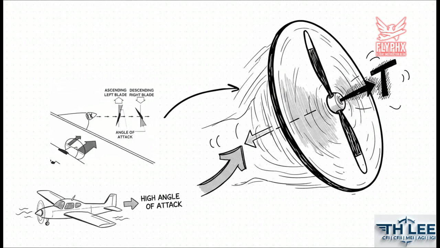It takes a massive, high-angle bite of air. The ascending left blade is swinging away. That means the right side is producing significantly more thrust, effectively pushing the nose hard to the left.